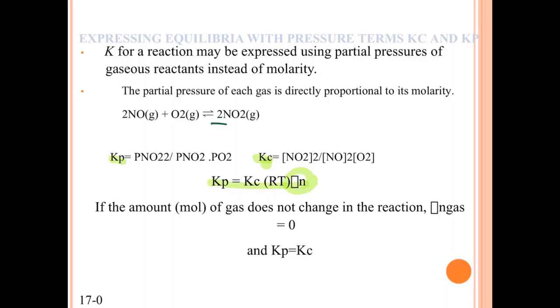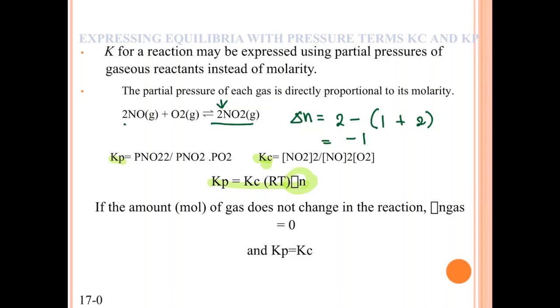So the total number of moles of the product is 2 for this case. If you want to calculate the delta N, we have 2 moles of NO2, so 2 minus 1 mole of oxygen plus 2 moles of NO. So the delta N for this case is negative 1.